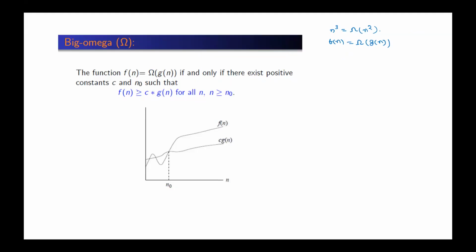Now here we need to find two constants c and n naught such that f of n is greater than or equal to c into g of n. If we draw the diagram for f of n and c into g of n, which one will be on top? F of n, because its numerical value is more than the numerical value of c into g of n. The curve for f of n is above c into g of n. Is that okay?